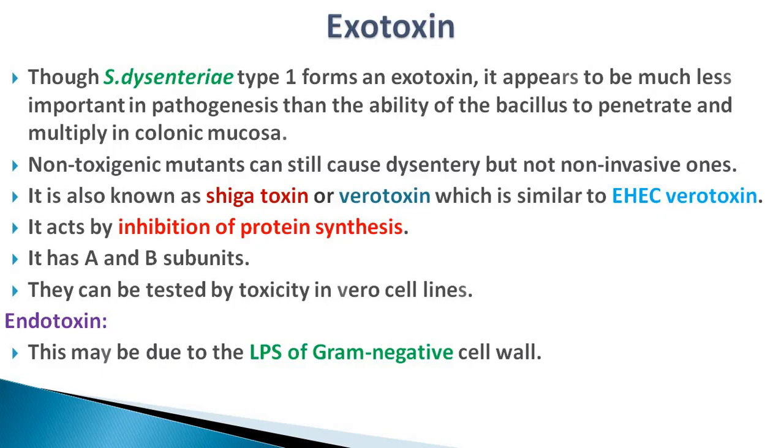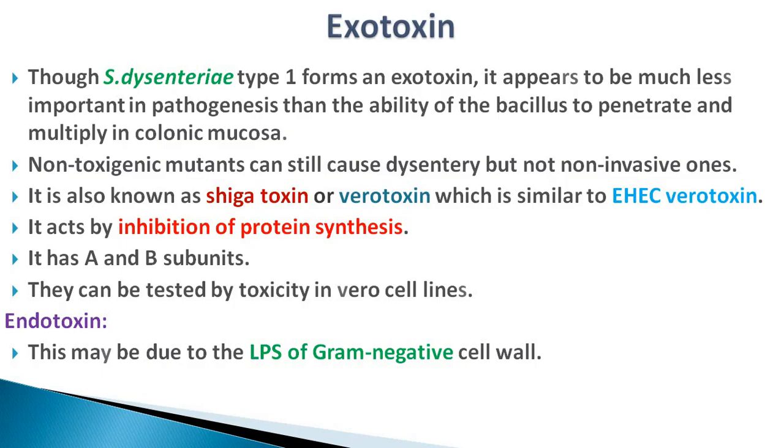Exotoxins. The Shigella dysenteriae type 1 forms an exotoxin, which would appear to be much less important in pathogenesis than the ability of the bacillus to penetrate and multiply in colonic mucosa. Non-toxigenic mutants can still cause dysentery, but non-invasive ones cannot. It is also known as Shiga toxin or verotoxin, which is similar to E. coli toxin.